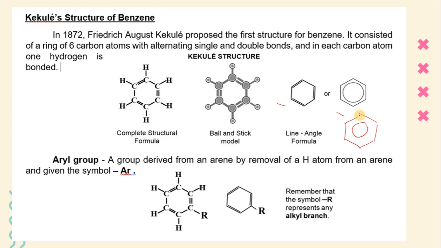So when benzenes lose 1 hydrogen, that means they can connect to other kinds of groups or substituents. That is what we call an aryl group. It's a group derived from an arene or a benzene or an aromatic hydrocarbon by the removal of an H atom from an arene, and it's given the symbol Ar. And this R here stands for, what is it again? It's an alkyl branch. So you can have methyl, you can have ethyl, and so on. Okay.